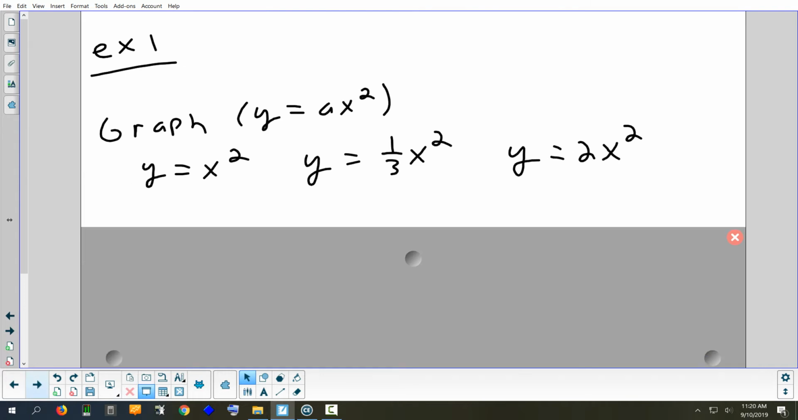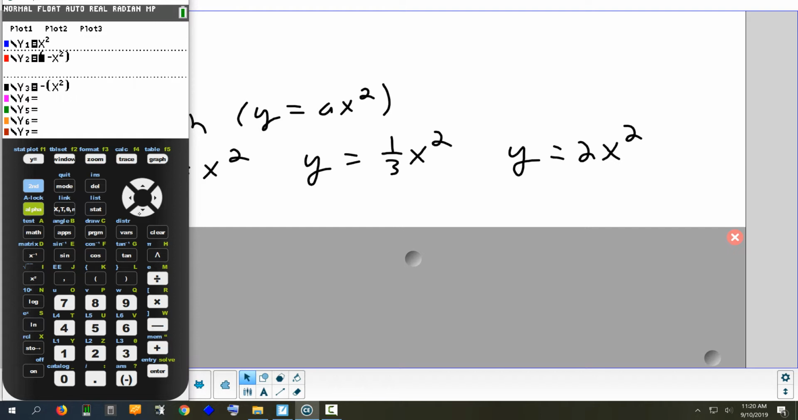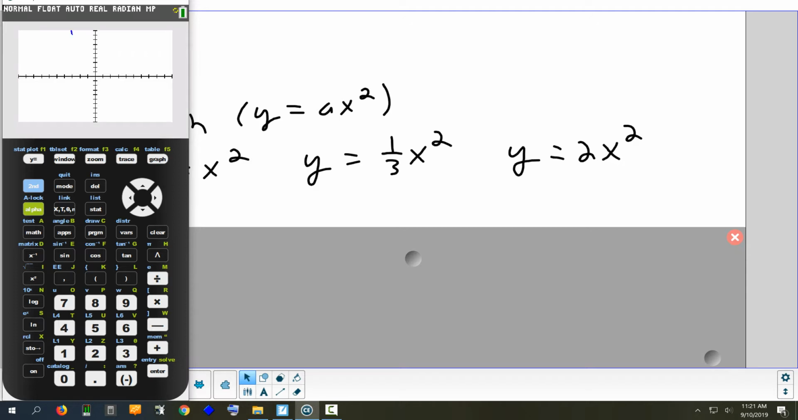Okay, let's graph these three different things and see what happens. What I'm trying to show you is what happens when you put a number in front of x squared. It's going to cause a transformation. Let's see what it does. We'll keep x squared, and let's put in 1/3 x squared, just like that. So there's the original. Now watch what happens when you put in 1/3.